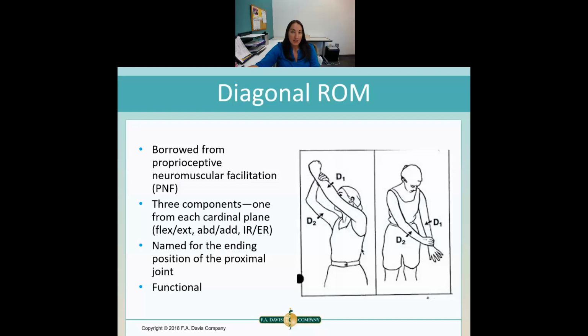We name it by the ending position. So if we were doing arm movements and we ended with the shoulder flexed, then it would be called a flexion pattern. If we ended with the shoulder more towards extension, it would be called an extension pattern. We'll cover that some in your Rehab and Kines 2 classes, but definitely in your Rehab 2, the second Rehab class. And the diagonal patterns are typically more functional.